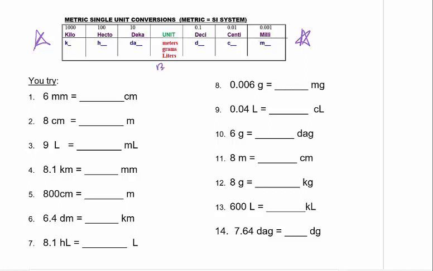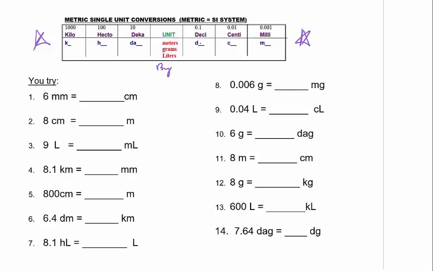The by here is my unit. And again, if you're confused with the deci and the deca, the DA comes before the D for what we're doing on this. But if you need to write this order down to know which direction you're moving your decimal places. So go ahead and pause this, do 1 through 14, and then unpause it and listen to me.